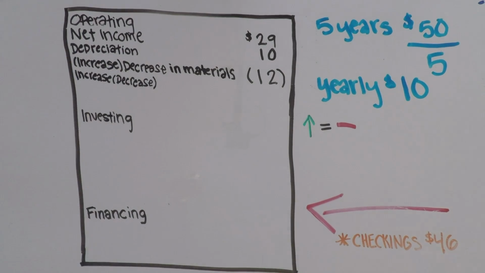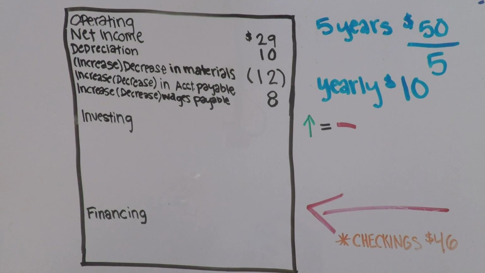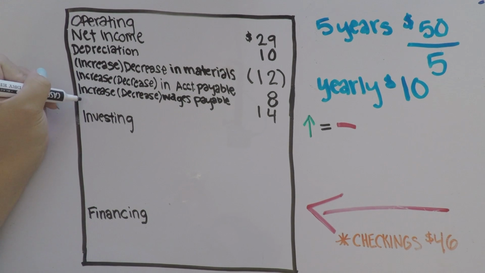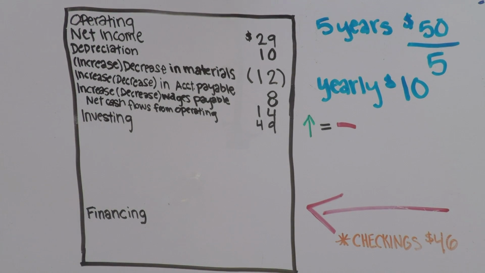We also still owe Mom for some of the materials. An $8 increase for accounts payable compared to last year's $0. We also owe our friend his wages of $14. So we increased wages payable from 0 last year to 14 this year. Our net cash flows from operating activities is $49.